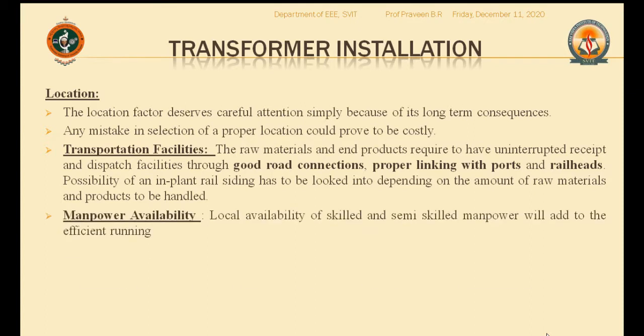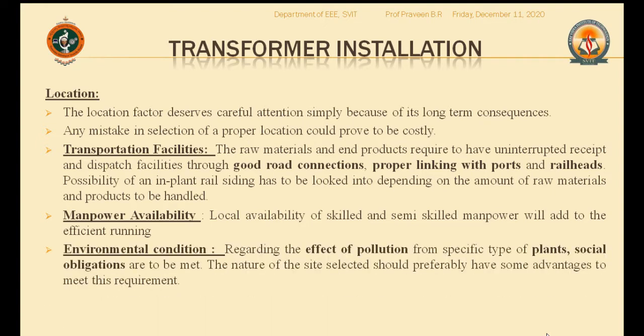Coming to the second one, the manpower availability. There should be skilled laborers which we have to use. Skilled manpower is required for the installation. And under location, the third point is the environmental condition: the effect of pollution from the specific type of plants, and social obligations are to be met. The nature of the site selection should preferably have advantages to meet this requirement.